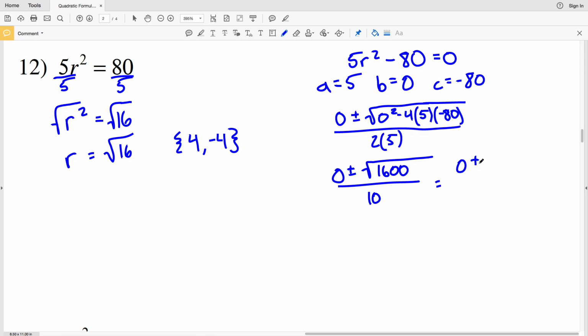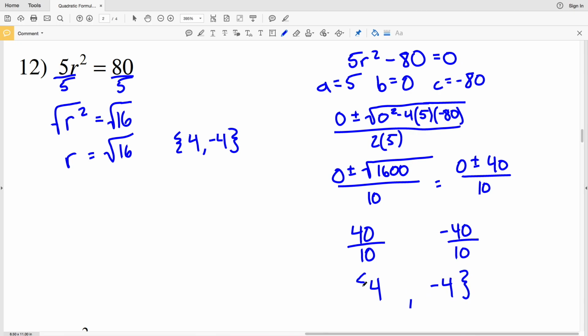So I'm going to have 0 plus or minus 40 all over 10, which my two solutions would be positive 40 over 10 or negative 40 over 10, depending on whether that 40 is added or subtracted. So that's going to be either a positive 4 or a negative 4. And that's how you use the quadratic formula to solve for number 12.